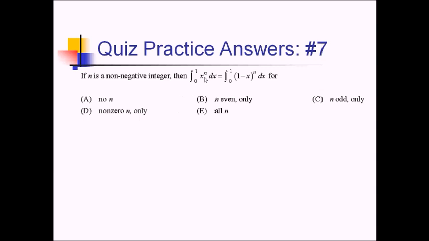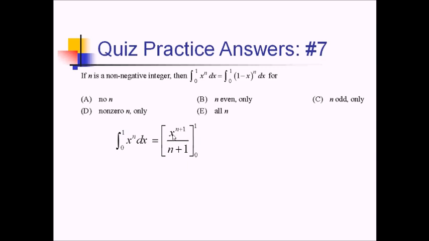So for this first one, I need to use my reverse power rule. n is a constant because x is the variable here. So this gets bumped up to the n plus 1 power, and we're dividing by n plus 1. So we're basically plugging in 1 and 0 for x in this situation.